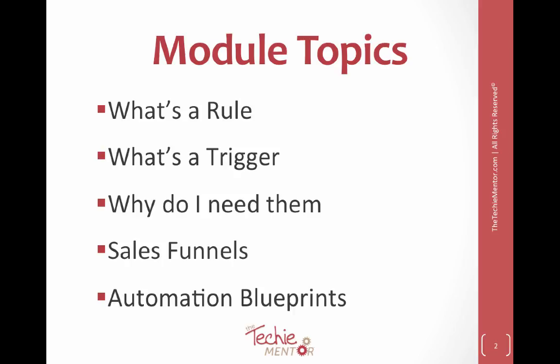So we're going to talk about what's a rule, what's a trigger, why do you need them? We're also going to touch on sales funnels, and then we're also going to look at the automation blueprints that ConvertKit gives you as samples. And what I really, really recommend is that you look at the samples that they provide and then use the sample to create your own sequence so you understand the power of what works.